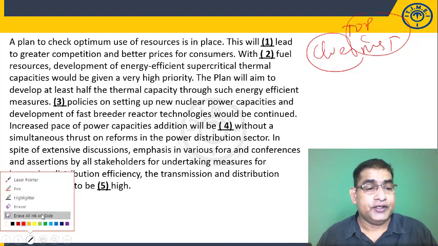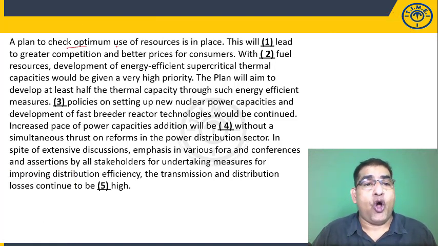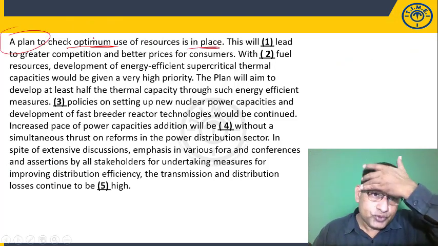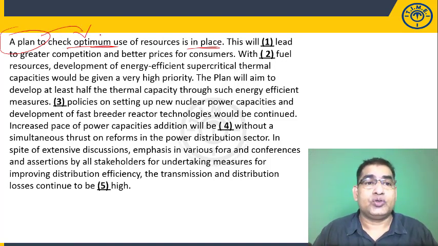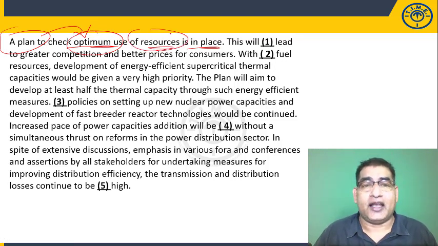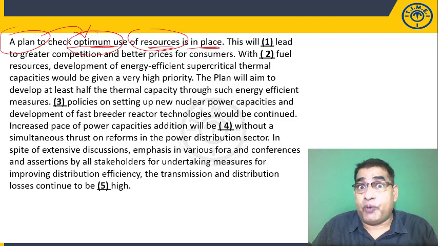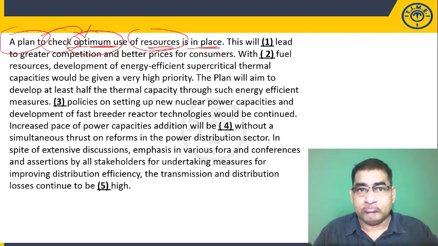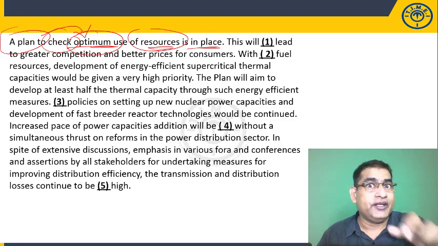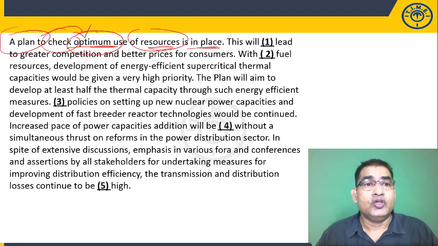A plan to check optimum use of resources is in place. So this is about a plan. The topic seems to be a plan, and what plan is it? To check, to see if everything is all right about optimum use of resources. Resources are things like petrol, diesel, or other such resources. Optimum means best possible. So there is a plan to check if everything is being done in proper manner or not, so far as optimum, best possible use of resources. And such a plan is in place is what the author says.